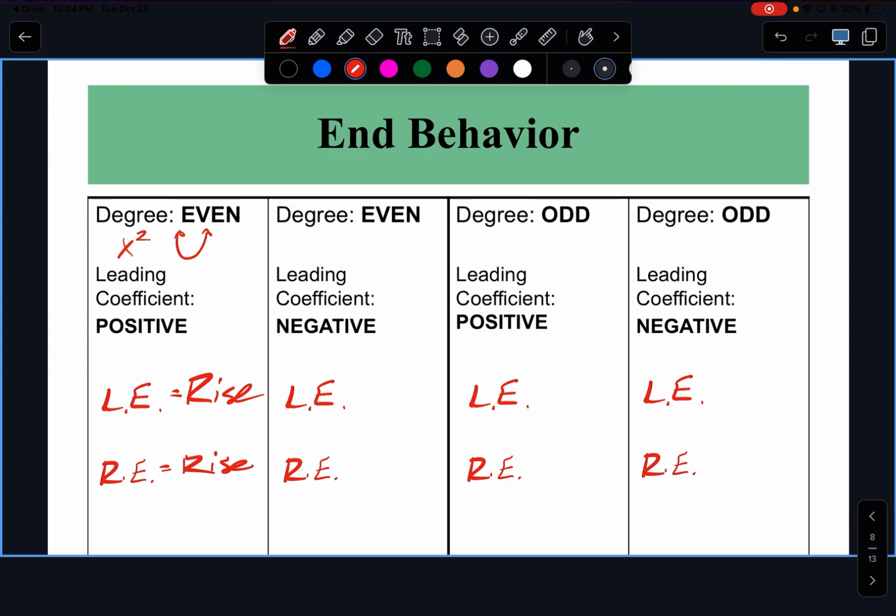On the second column, all we're doing is putting that negative in front of it. So again, this is just an example with the most basic of even degrees. But now all that would happen is my parabola would switch, right? So now my left end is fall and my right end is fall.